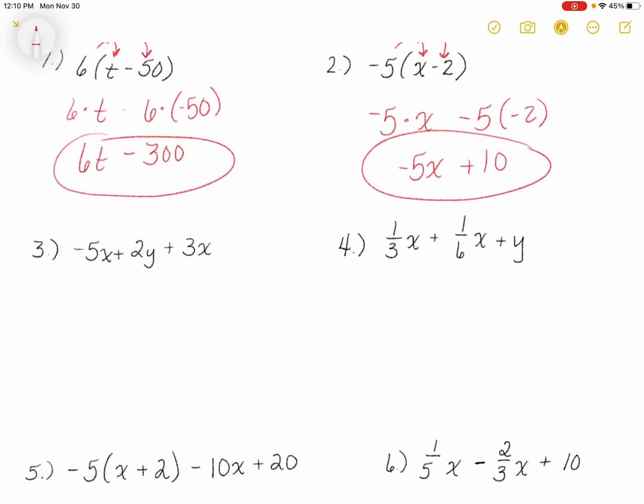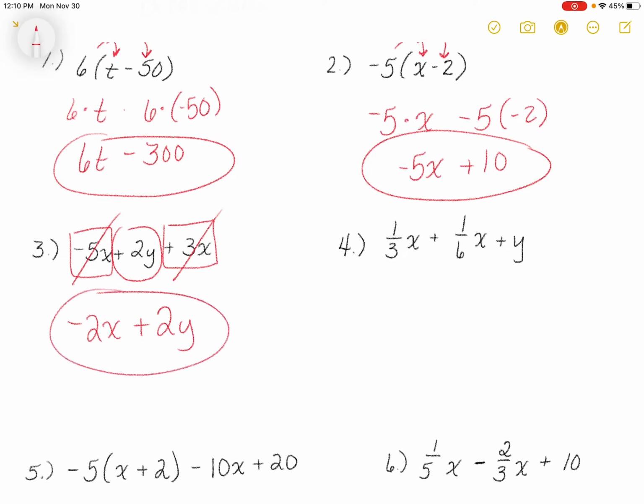In number 3, I have like terms that I can combine, negative 5x and positive 3x. Negative 5 plus 3 is negative 2x. Because I don't have anything to combine y with, I just drop it down. So my simplified expression is negative 2x plus 2y.